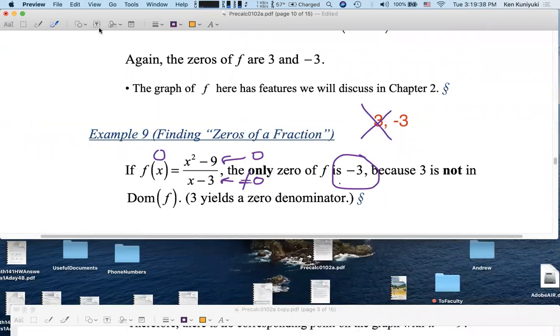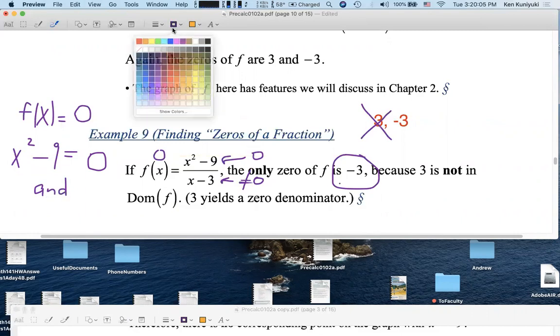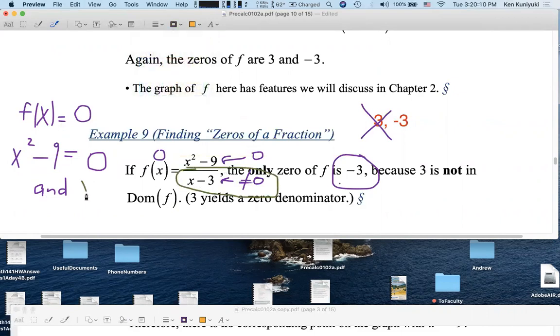Let's trace the logic. When does f of x equal 0? It's 0 if and only if x squared minus 9 equals 0 and x minus 3 is not 0. I'll put that in green. x minus 3 is not 0, or more simply, x is not 3. x cannot be 3.